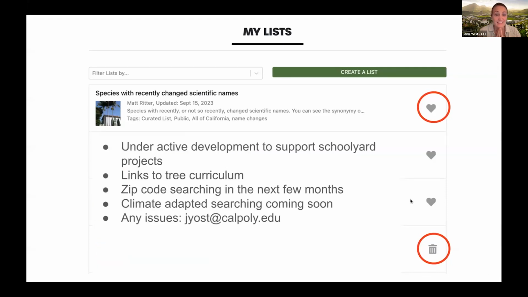And so I will say that this project is under active development. We've been frantically working on it full time for the last several months to try to get it up and running before a lot of the schoolyard planting projects in California start. In the coming months, you'll see links on the page to tree curriculum. And if anybody knows of any good sites that we should be linking to, please let me know. You'll soon have the ability to search from your zip code, and also to search for climate adapted trees from your zip code. So if you run into any IT issues while you're working on this, please email me, because we do have a team of developers who we ping and they fix stuff right away. So Arran, that user account problem should be fixed right now. Next slide.